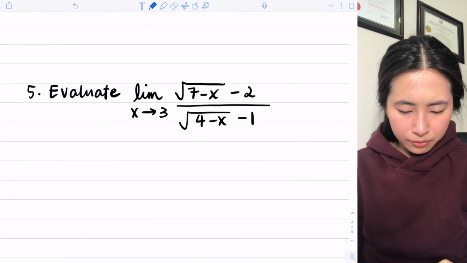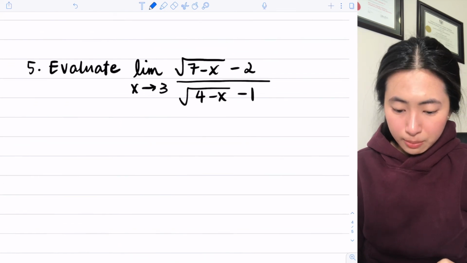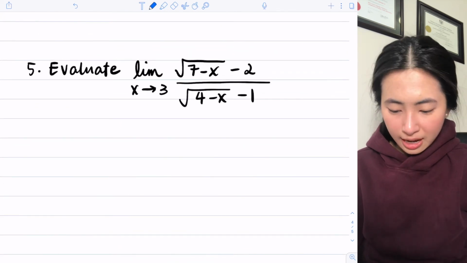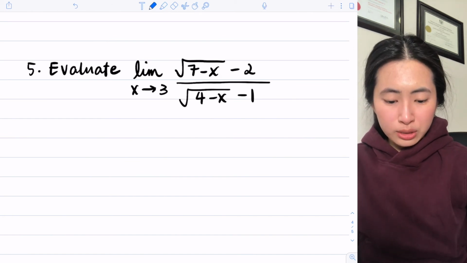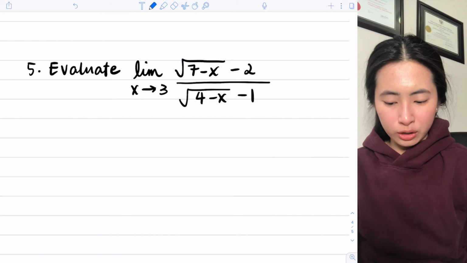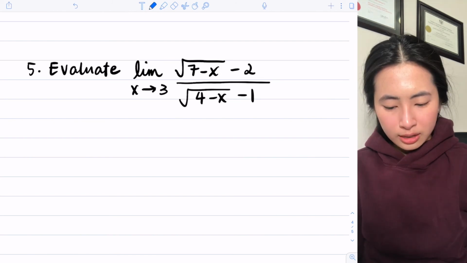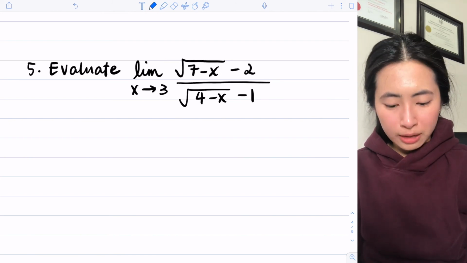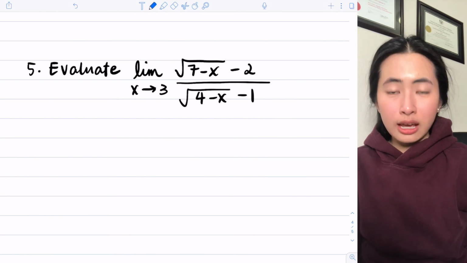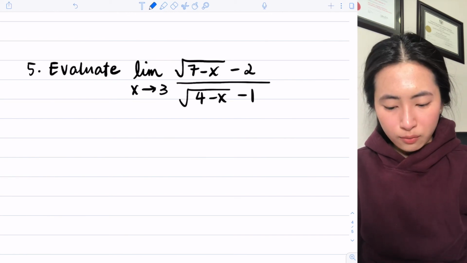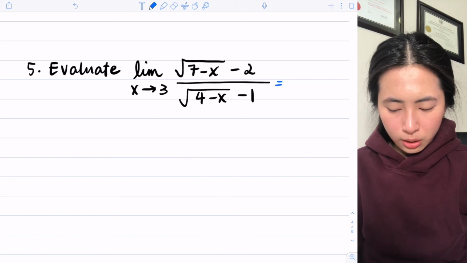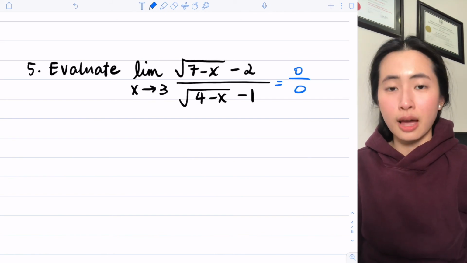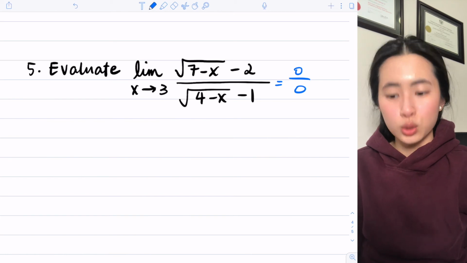Now moving on to number 5, we see that we have limit when x approaches 3, and this time we do have two radical expressions, and they're actually both found in our numerator and our denominator, as opposed to having them just in our numerator. And first of all, why do we even have an indeterminate form to begin with? Because if you apply direct substitution by plugging in 3 into your x, you get 0 over 0. So in this example, we do have to rationalize twice.